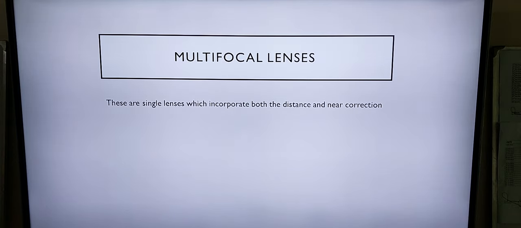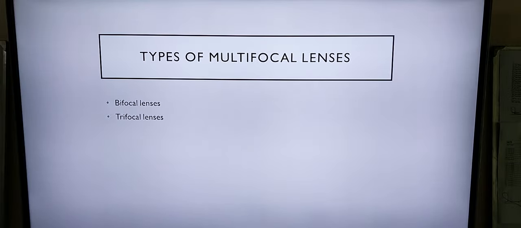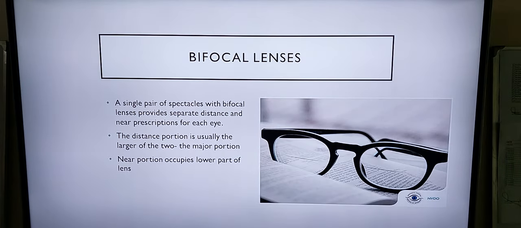What are multifocal lenses? These are single lenses which incorporate both the distance and the near direction. Types of multifocal lenses are two: bifocal lenses and trifocal lenses. Bifocal lenses have both in a single pair of spectacles. They provide separate distance and near prescriptions for each eye. The distance portion is usually the major and larger portion, and the near portion occupies the lower part of the lens.